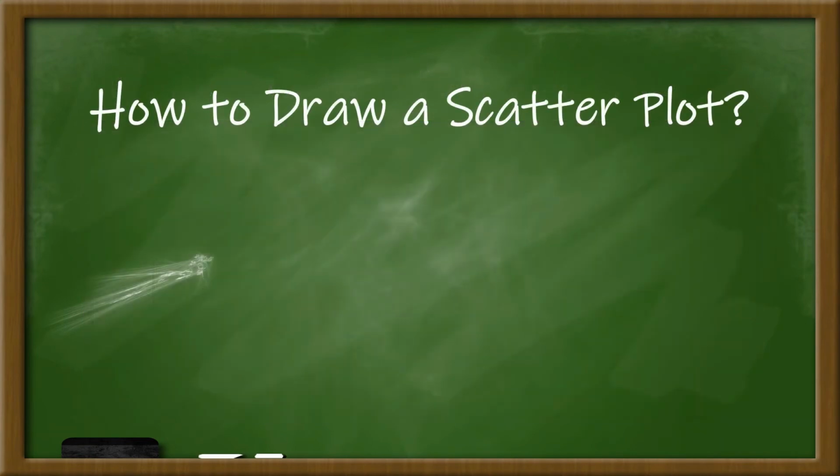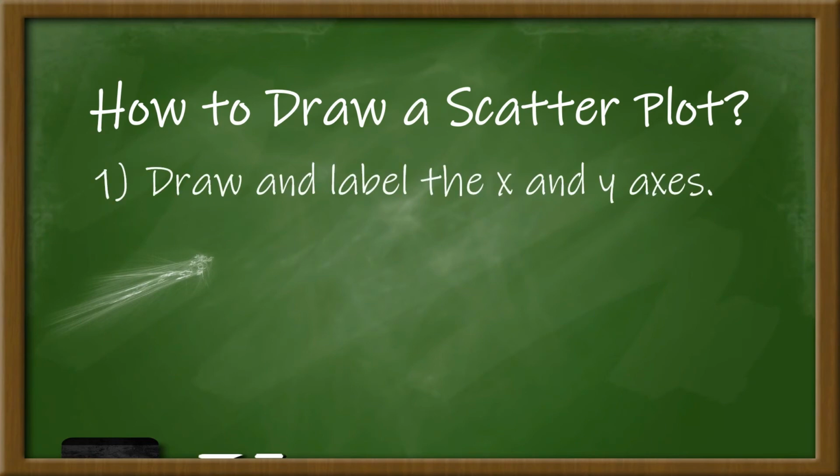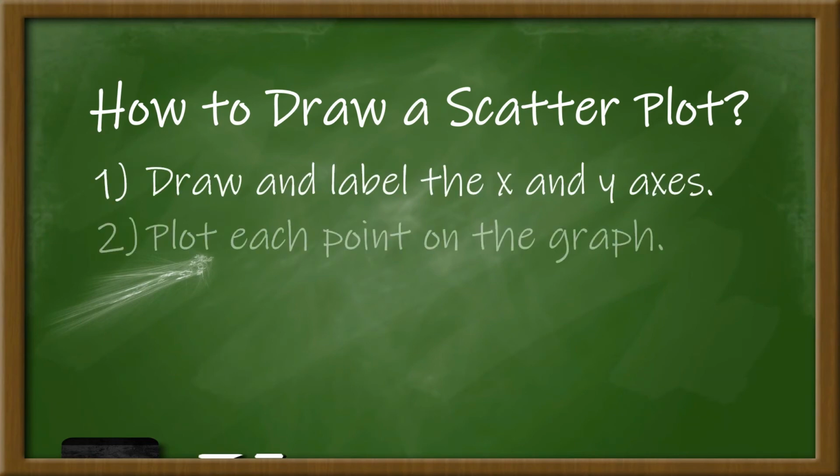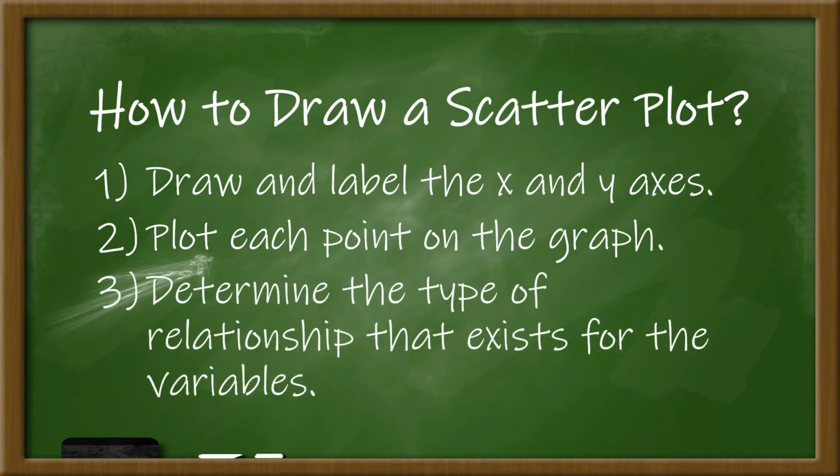Drawing a scatter plot is not just drawing, but there are some steps that need to be followed. Step 1. Draw and label the x and y axis. Step 2. Plot each point on the graph. Step 3. Determine the type of relationship that exists for the variables. But shall we just draw a scatter plot? No, we should not just draw a scatter plot, but we use a fit.